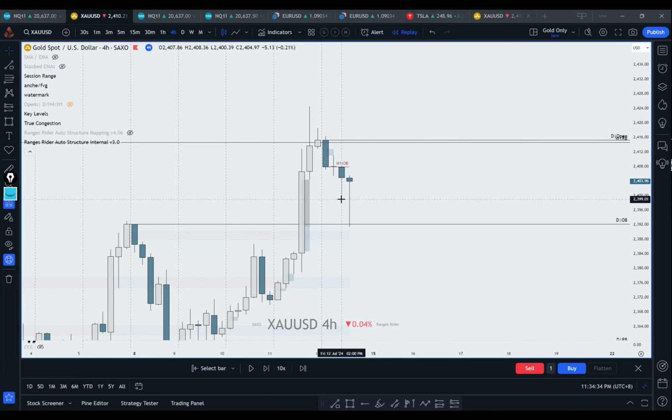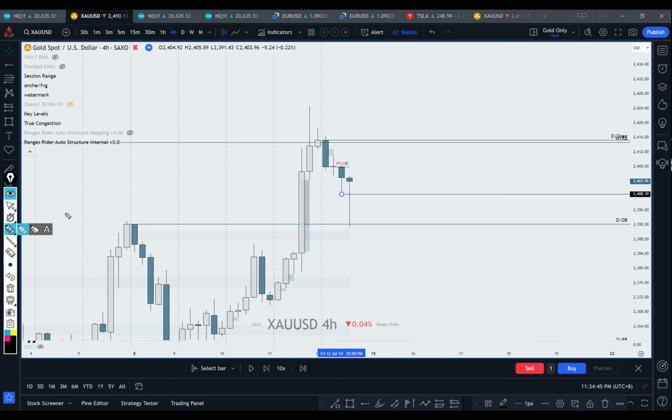This is the previous candle and this is the new candle. So this previous candle, if you understand the concept about the QM, what is basically the QM? The QM is something like this. And what is this? This is the manipulation, right?